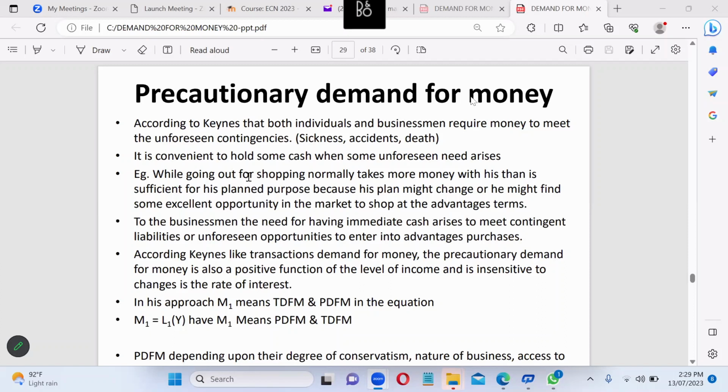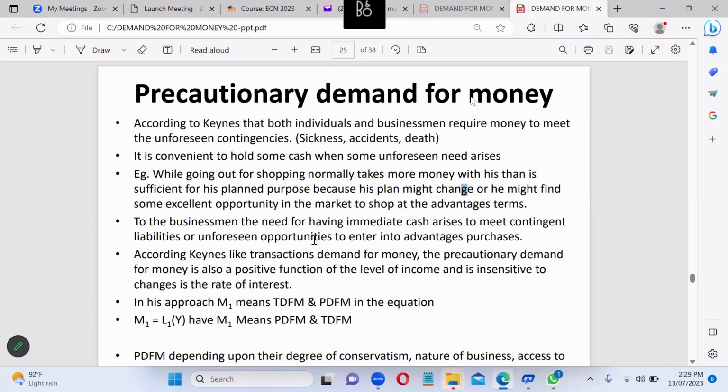While going out for shopping, one normally takes more money with him than is sufficient for his planned purpose, because his plan might change, or he might find some excellent opportunity in the market to shop on advantageous terms. For the businessman, the need for having immediate cash arises to meet contingent liabilities or unforeseen opportunities to enter into advance purchases.